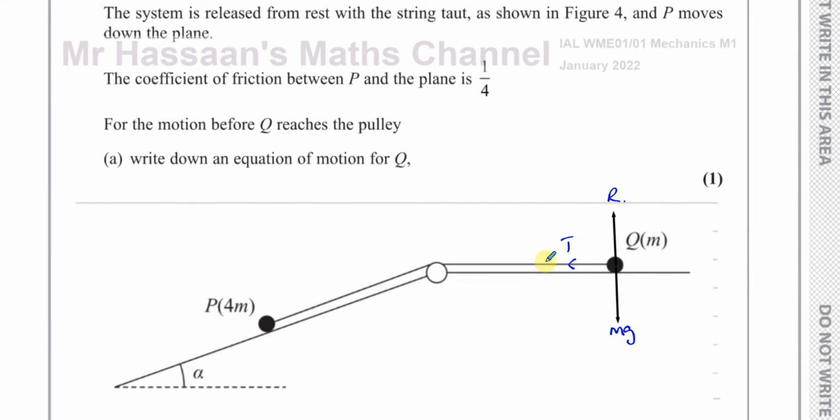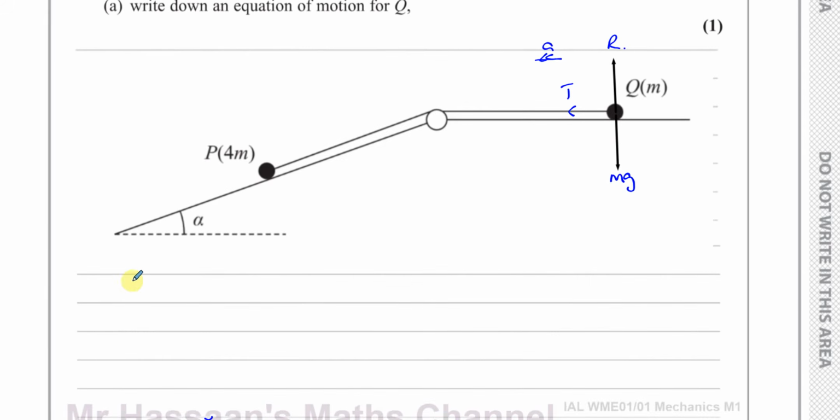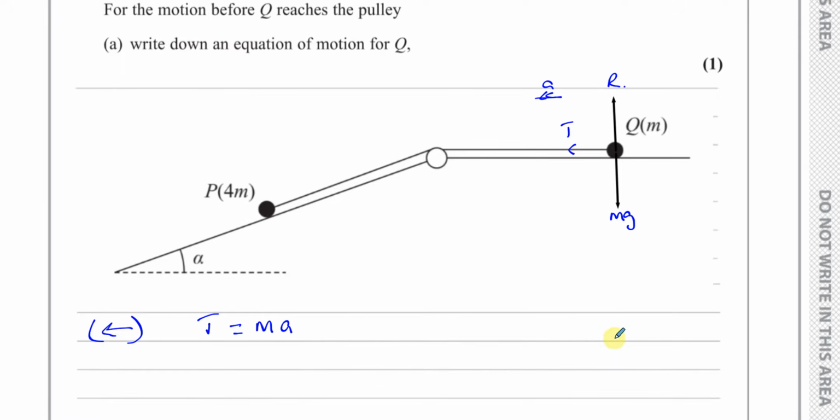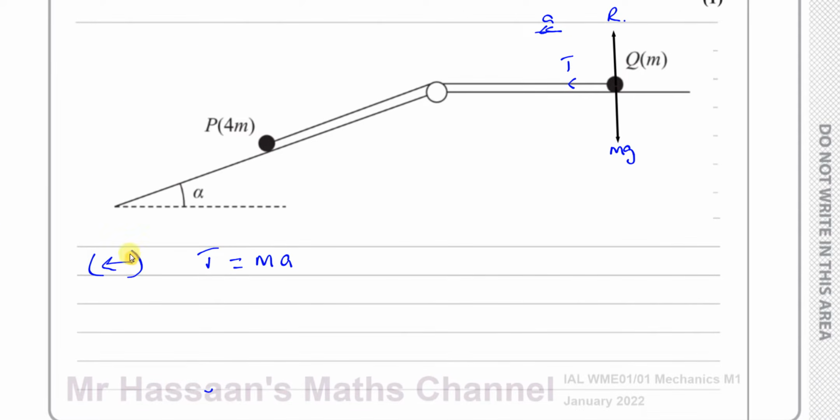That's the only force acting on it in this direction, and it's accelerating in this direction here. So if I take this side as positive, I can say T is equal to its mass times its acceleration. We don't know what the acceleration is, so that's that 1 mark for this question. T equals ma. Simple as that. That's the answer to part A.